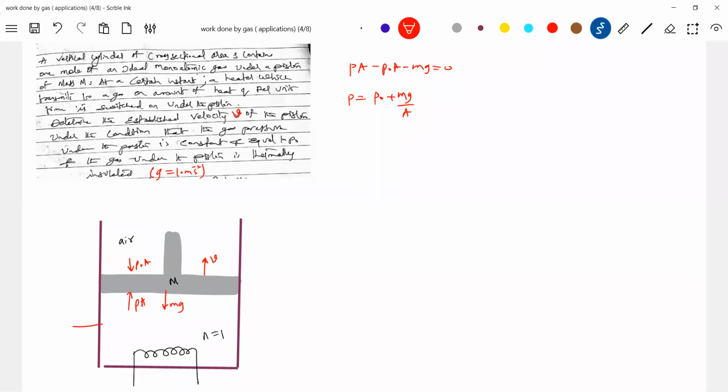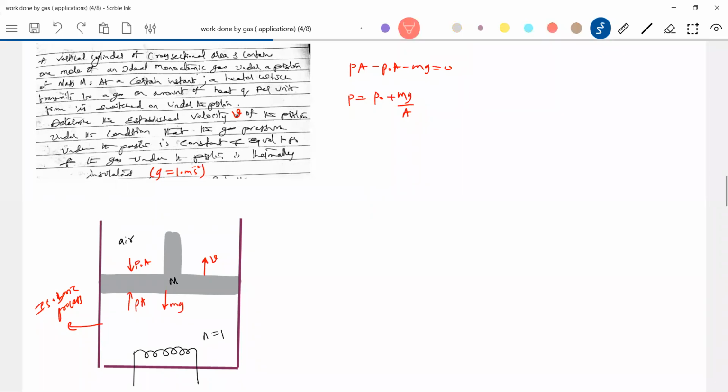So therefore, what process will the gas undergo? Isobaric process. You should identify what process the gas will undergo here. It's an isobaric process. Okay, let's see what is being asked: to get that speed V.